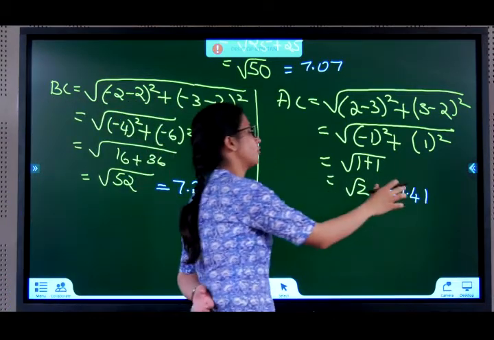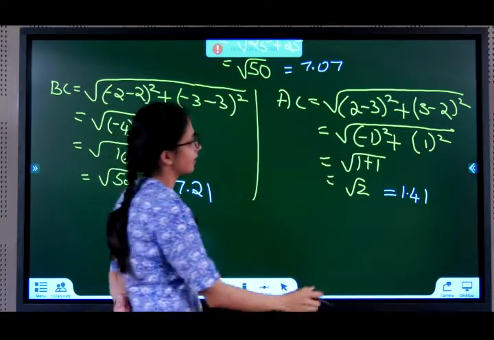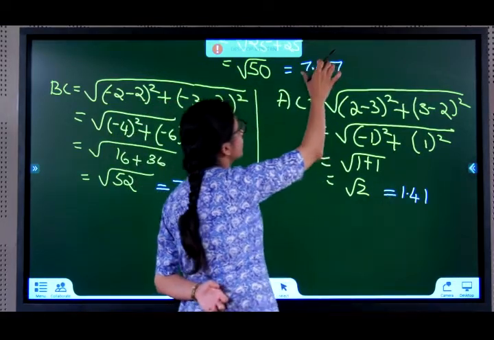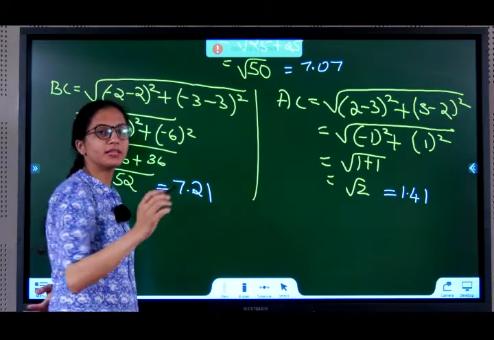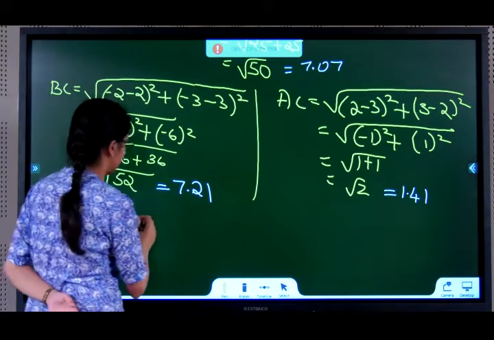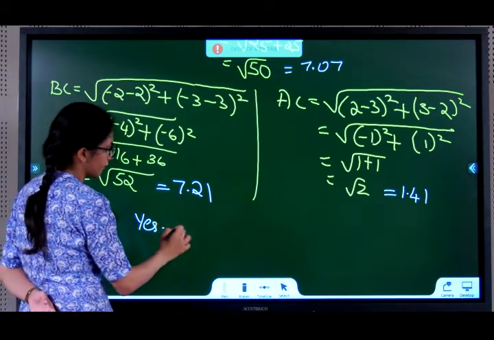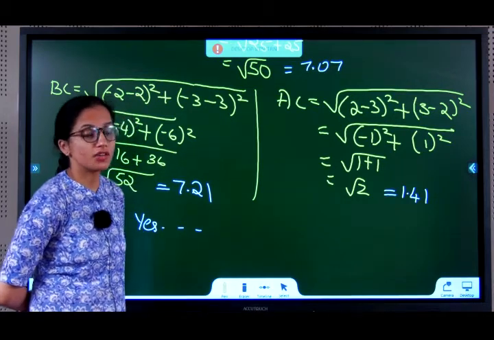Now 7.21 plus 1.41 is 8 point something. Greater than 7.07? Yes, valid. 1.41 plus 7.07, again 8 point something. Is it greater than 7.21? Yes. Sum of any two sides is greater than the third side. Therefore, yes, it forms a triangle. Give the reason: sum of any two sides is greater than the third side.